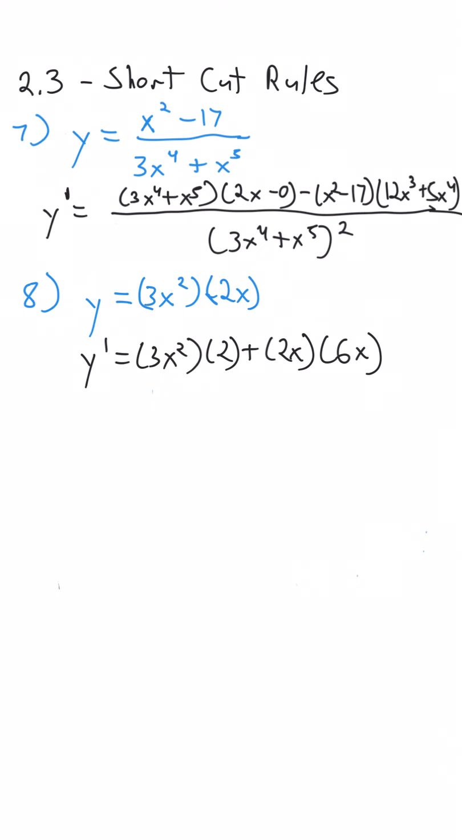Let me say that again. It's first times the derivative of the second, plus the second times the derivative of the first. And why did I use the product rule? Because this y function is obviously a product of two functions, the product of 3x squared and 2x.